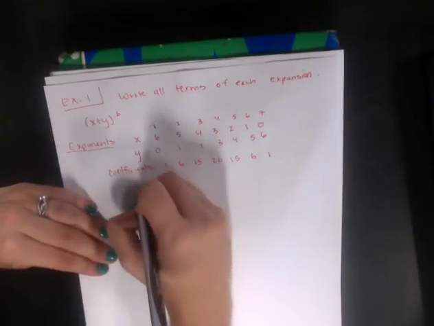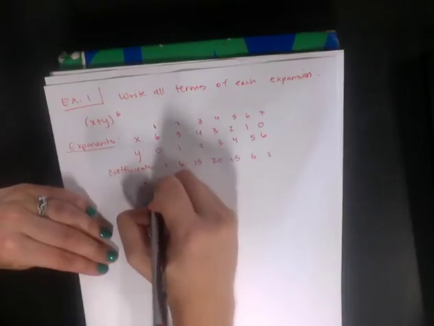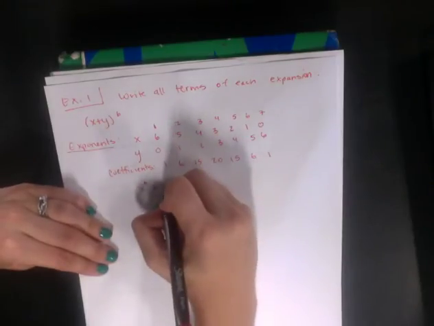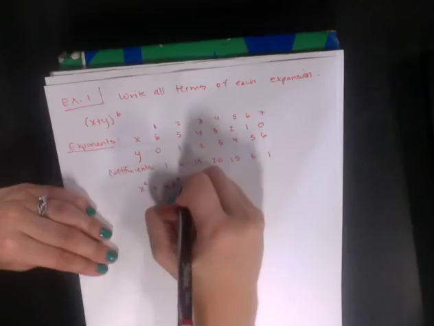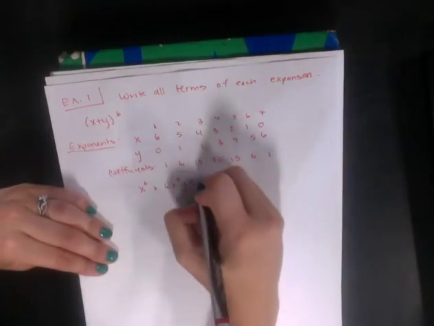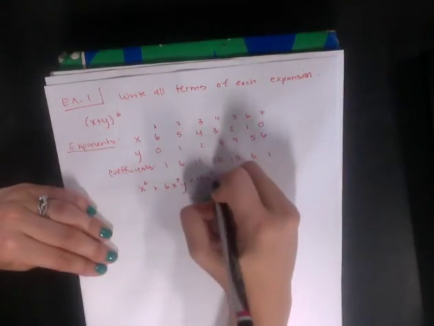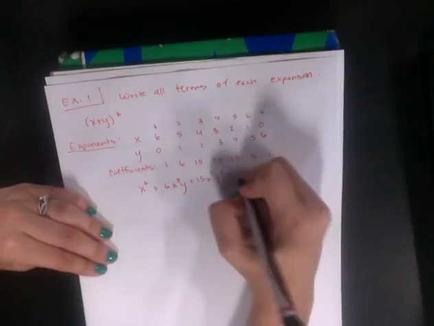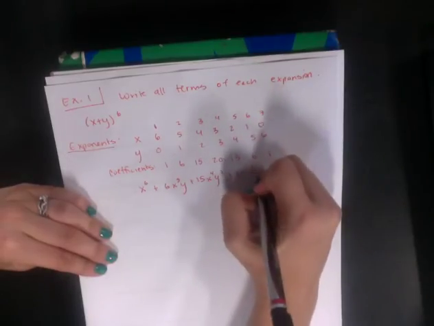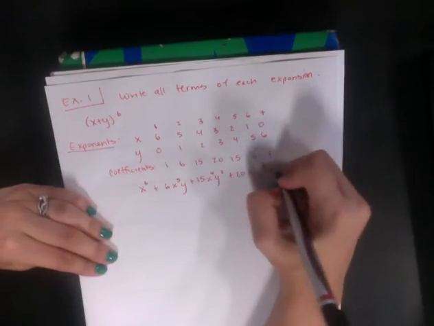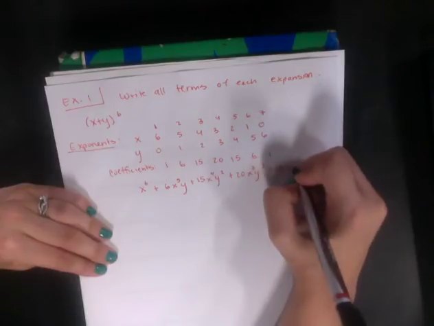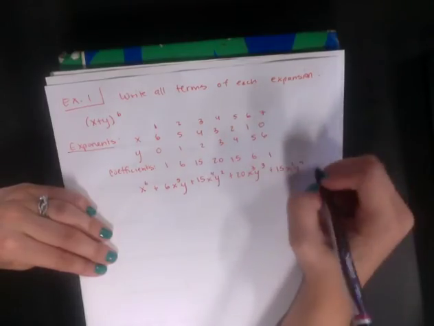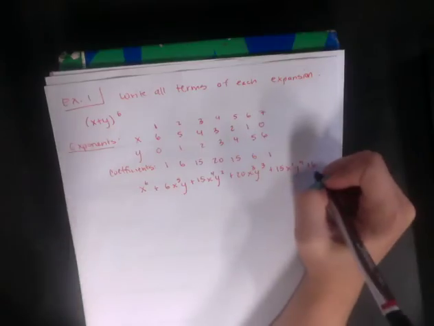So I will have 1 times x to the 6th, plus my next coefficient is 6. I have x to the 5y, plus 15 x to the 4y squared, plus 20 x cubed y cubed, plus 15 x squared y to the 4th, plus 6.